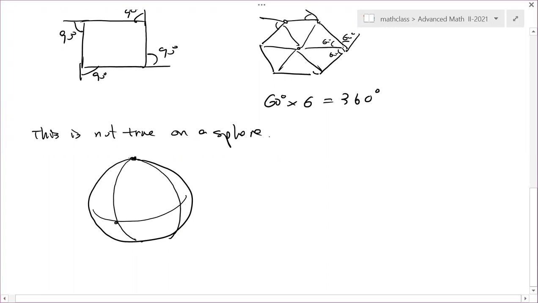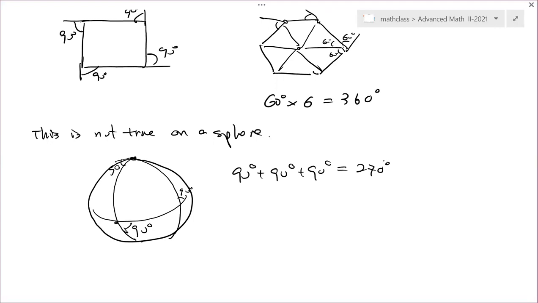Then we make sure these are perpendicular. So here's a 90 degree angle, and another 90 degree, and this is also 90 degree. What do you get? The sum of the three exterior angles is 90 plus 90 plus 90, which is only 270 degrees, which is less than 360 degrees.